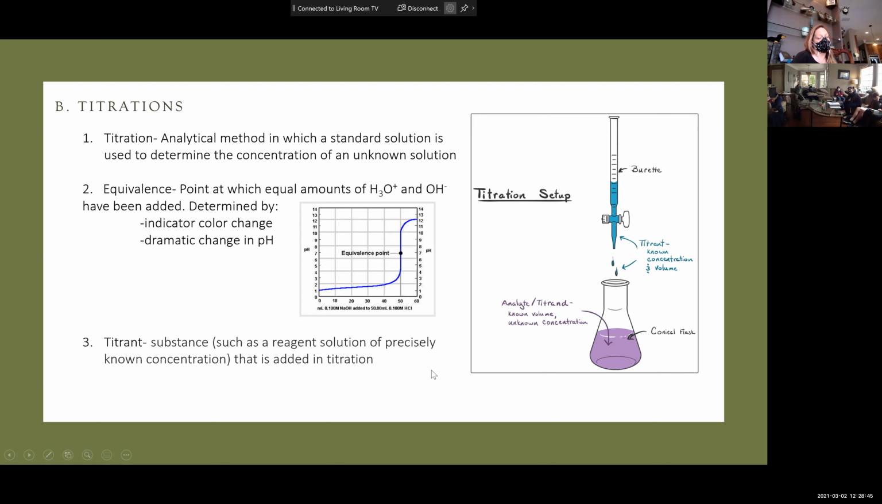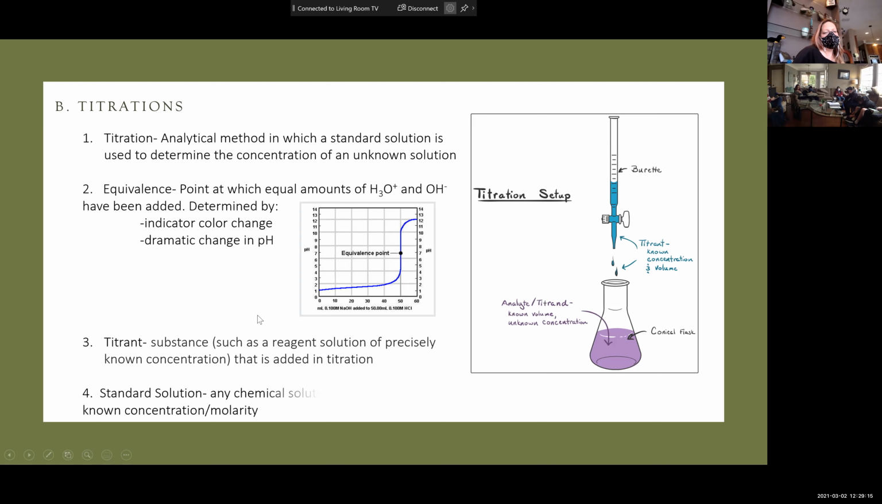So as I said before, your titrant, that's the substance added. And you'll see the word reagent a lot. Reagent is pretty much always referring to something on the reactant side, which is the left side of the equation. Yeah, left, right. I have to do hands.